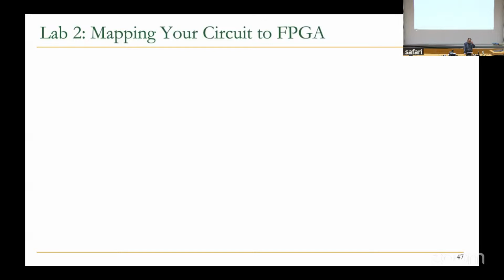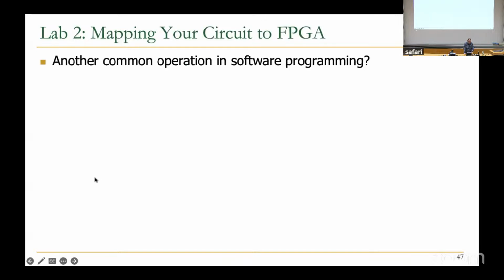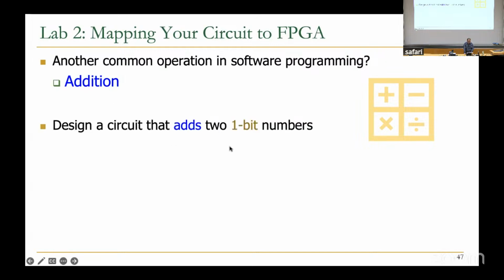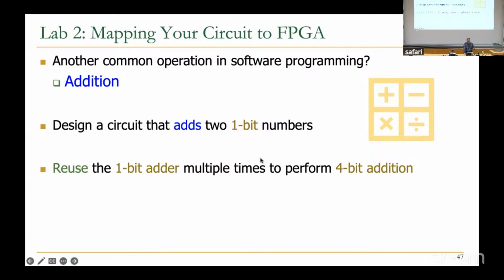In lab 2, we want to map our first circuit to FPGA. We're gonna start with addition, which is very simple. We design a circuit that adds two 1-bit numbers, which is gonna be a full adder, and then we reuse this 1-bit full adder in order to make 4-bit addition.